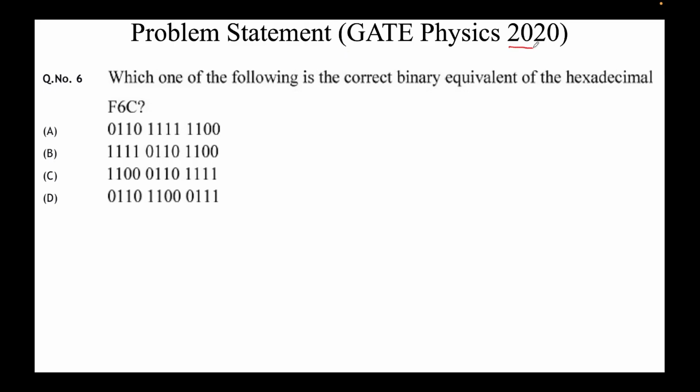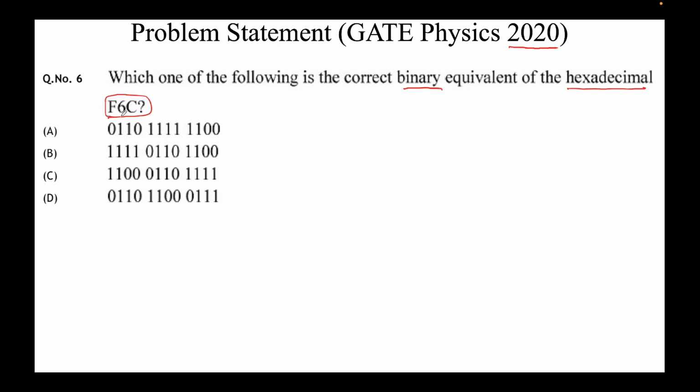The problem statement from GATE Physics 2020 reads as follows. Which one of the following is the correct binary equivalent of the hexadecimal F6C? We are given 4 options. This is a multiple choice question with only one correct answer, and we are required to find the correct one. The question asks us to convert this hexadecimal number F6C to its binary equivalent.